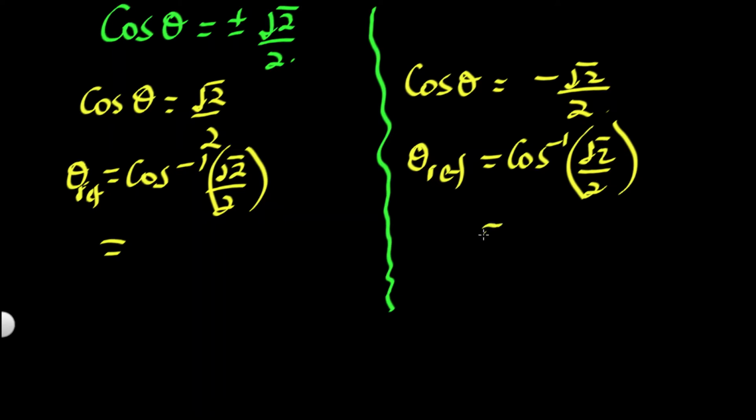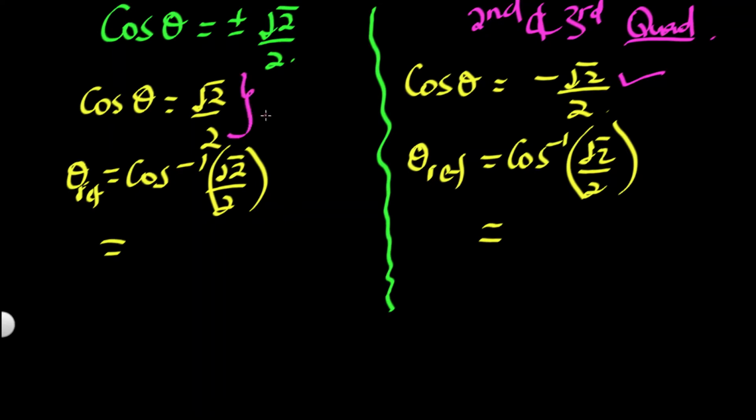Obviously, the answer from both sides here will be the same, but there is something that you should know. On the right hand side, our cosine is negative, which means we have the answers in the second and third quadrant. On the left hand side, our cosine is positive, which means our answers are coming from the first and fourth quadrant. This is important so that you can use your reference angle correctly.